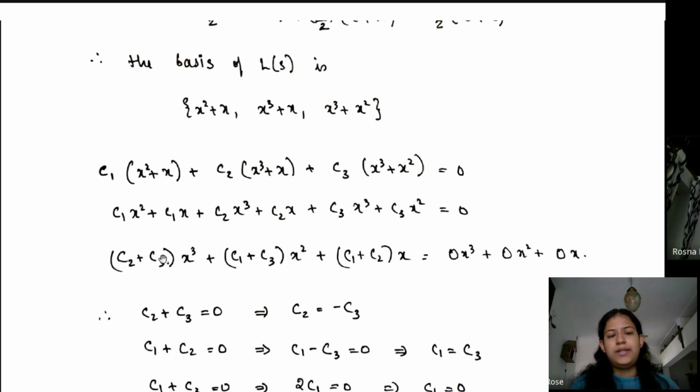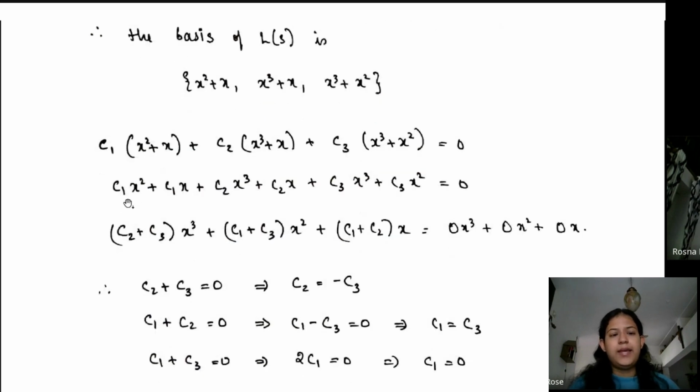Then you will get (C2 plus C3) of x cube plus (C1 plus C3) of x square, plus (C1 plus C2) of x equal to 0. Here what we mean by 0 is nothing but 0 x cube plus 0 x square plus 0 x. And by equating the coefficients, we get C2 plus C3 equal to 0, which implies that C2 equals minus C3. Next, C1 plus C2 equal to 0, which implies C1 minus C3 equal to 0, so C1 equals C3. And the last one is C1 plus C3 equal to 0. Here C1 and C3 are the same, which means that 2C1 equals 0, which implies C1 equals 0.